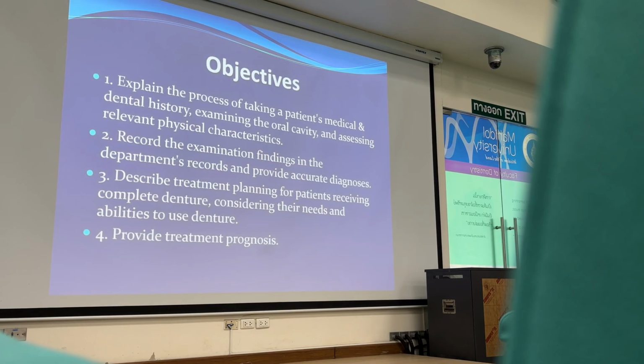So the objective: you can explain the process of taking patients' medical and dental history, examine the oral cavity, and assess the physical characteristics. After that, record the examination findings in the department record of the child and provide an accurate diagnosis. Describe treatment planning for the patient using complete data, considering their needs and abilities, and you can provide treatment prognosis. What is prognosis?